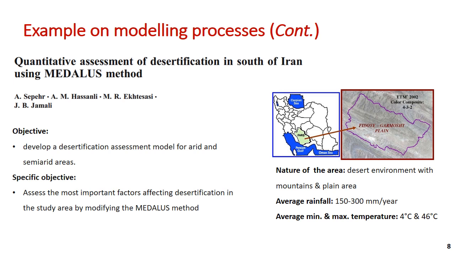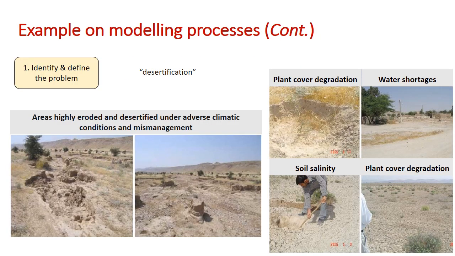So now, how would we start the modeling? We go back to the first step, identifying the problem. What is exactly the problem in the study area? Well, they noticed that the study area is undergoing desertification. The study area has land degradation due to erosion, as you can see from the pictures, and it has degradation in the vegetation cover, water shortage, and developing soil salinity. So our problem is that this area faces desertification and all of these challenges.